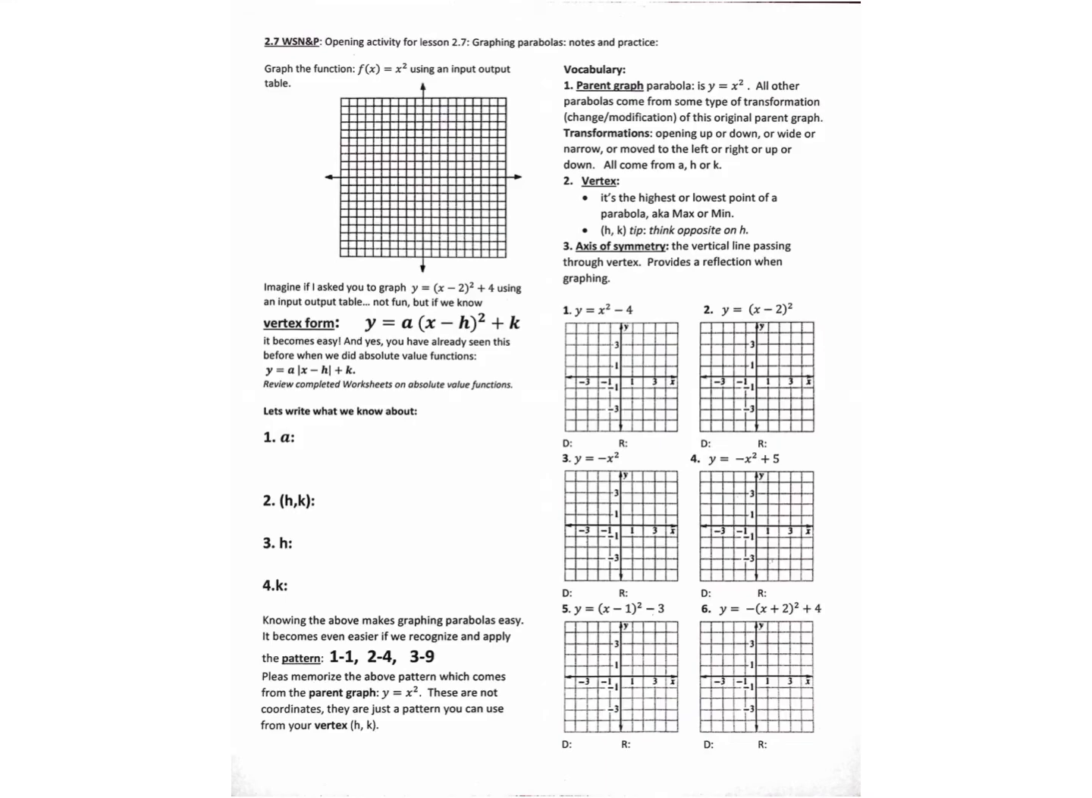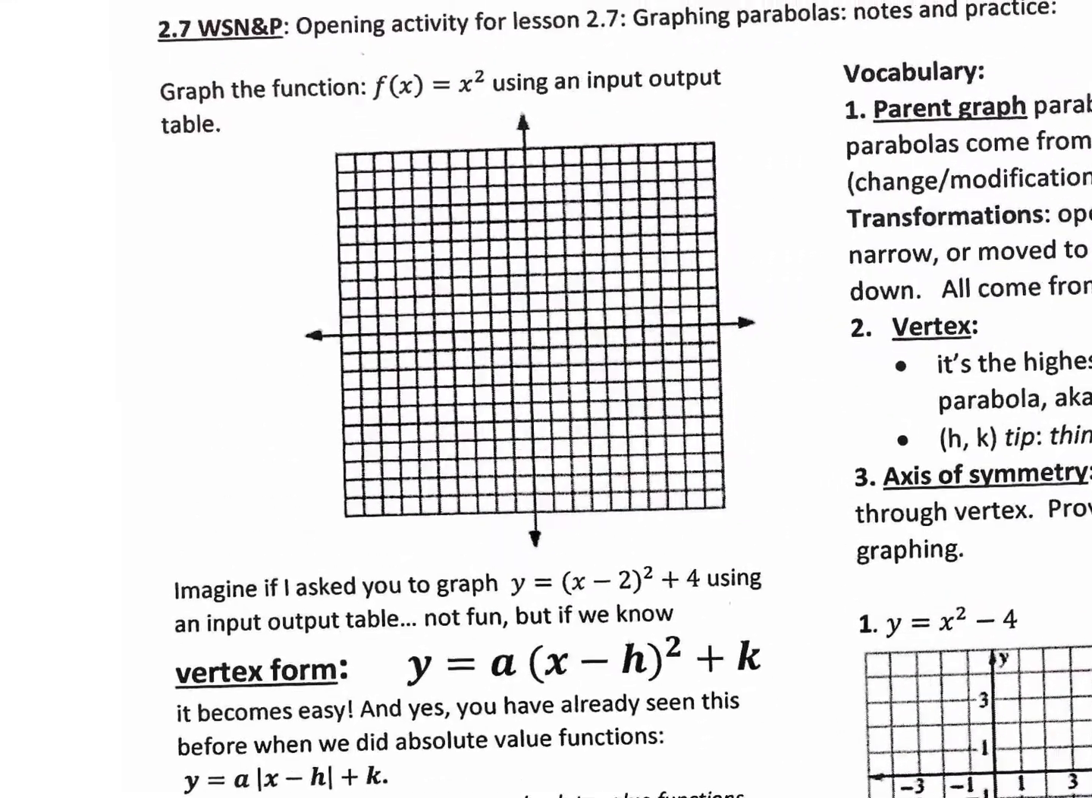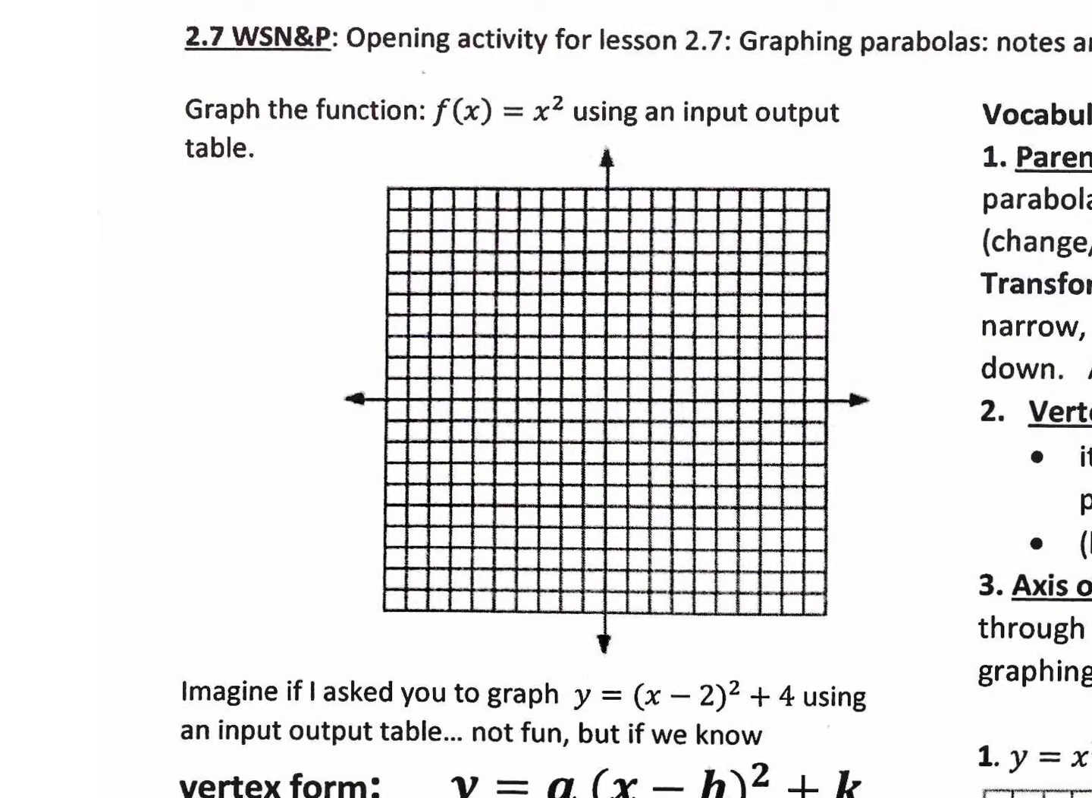Let's begin. We're going to move on to graphing vertex form parabolas. So very important stuff. Please pay attention. And let's begin by graphing this parabola right here, f of x equals x squared, using an input-output table. So let's all just do a quick xy table right here.